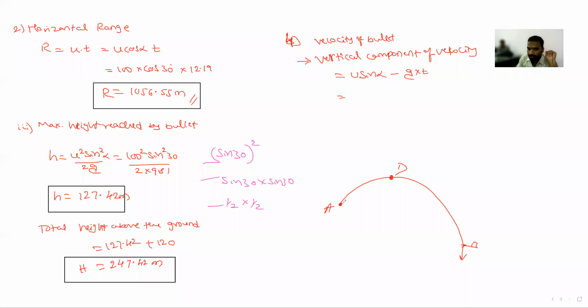What do I need? The vertical component. The bullet is striking the ground, and I have to find its vertical velocity. So A to D, it is the second case: U sin alpha. You know this? Next, D to B, it is the first case. In the first case it is falling freely. At any point of time, it is under gravitational acceleration g. Multiply by time t, and you will get the vertical velocity component.